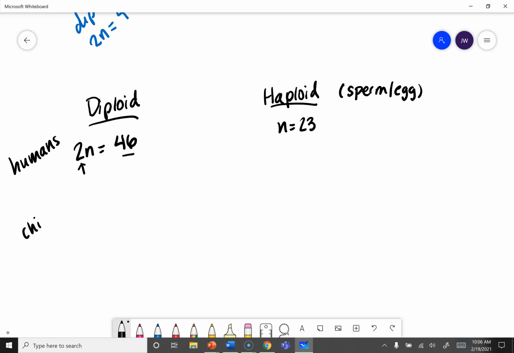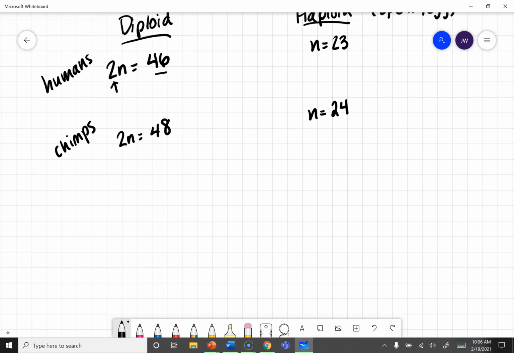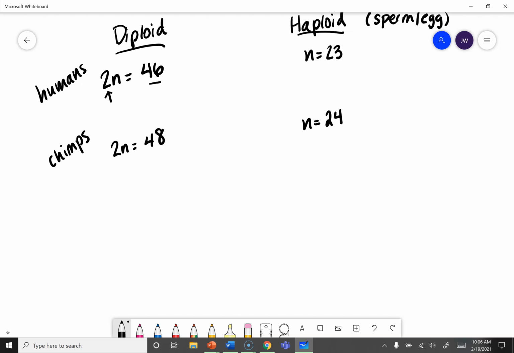Let's look at some other organisms. Let's look at chimpanzees. Chimpanzees are 2n equals 48. That means their haploid number is 24. So they have 2 copies of each type. They have 24 different types. Let's look at some animals.